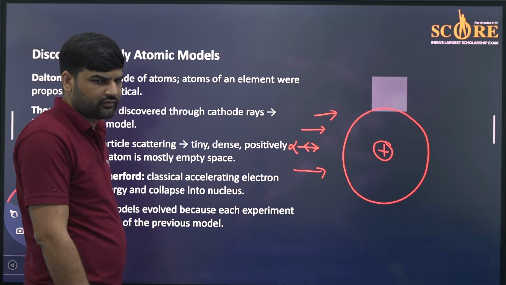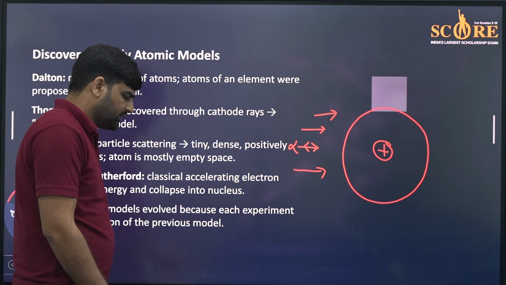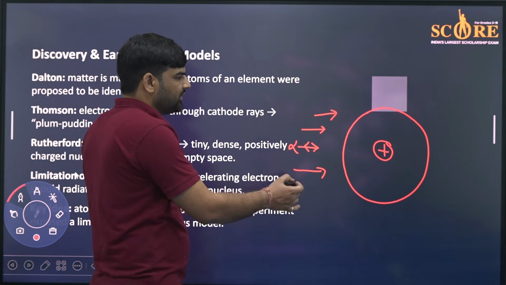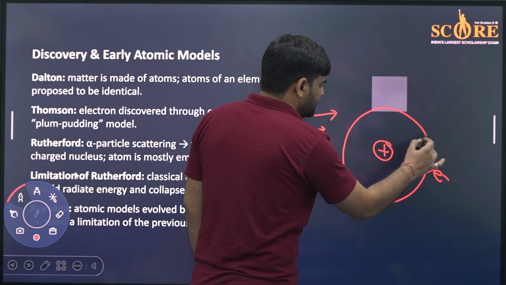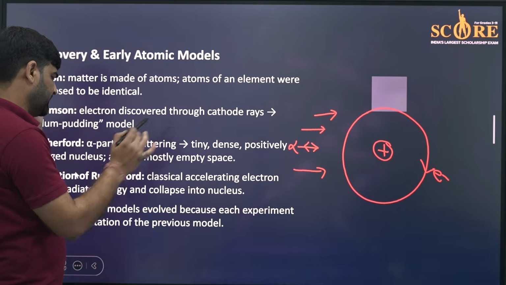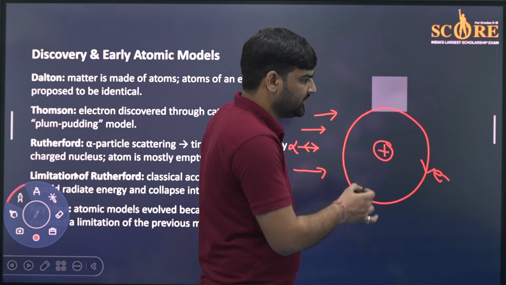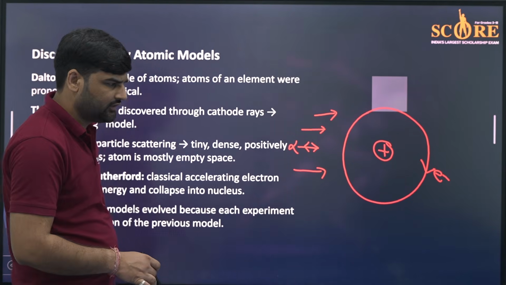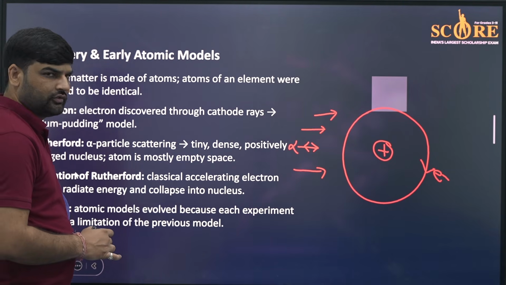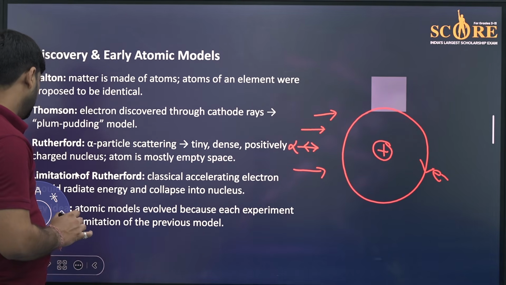This model also failed when classical theories came. According to this theory, every accelerated charged particle revolving in a circular path emits some amount of energy, and energy loss occurs continuously, and finally the charged particle collapses into the nucleus. So this model also failed.